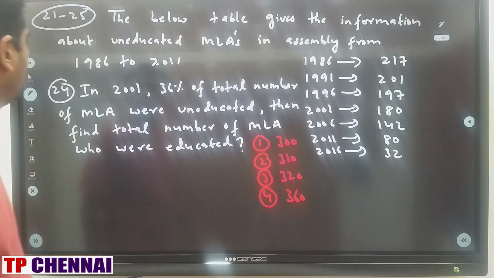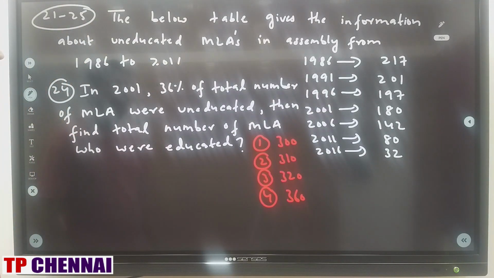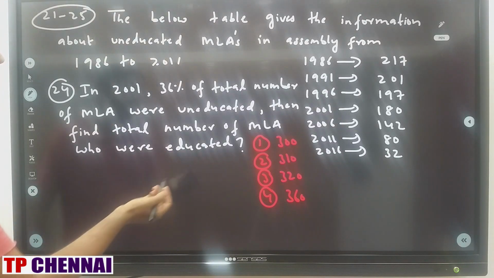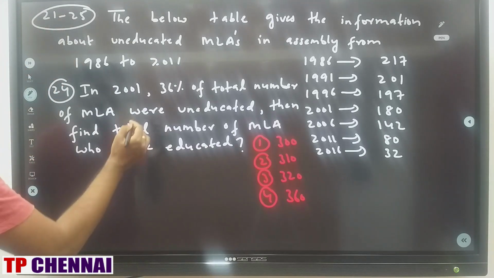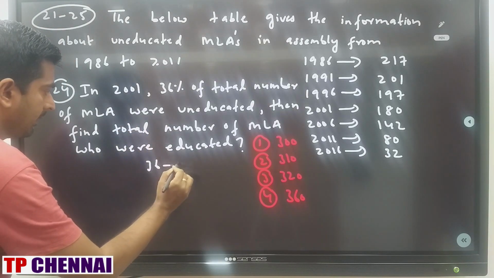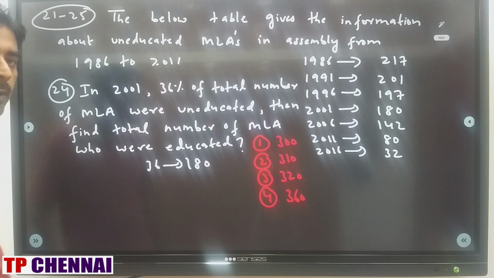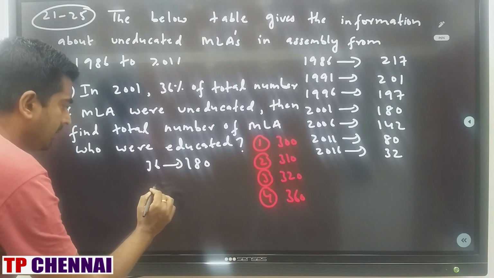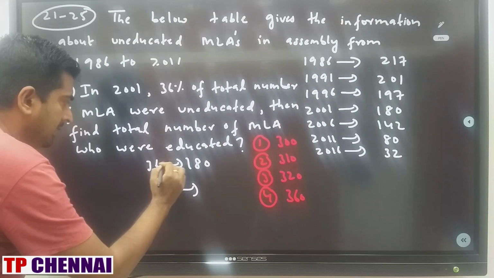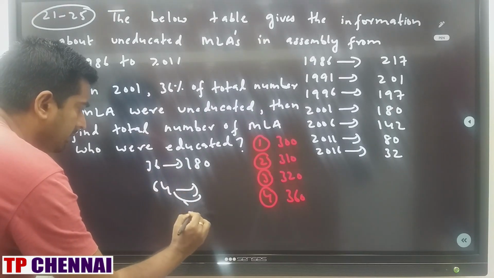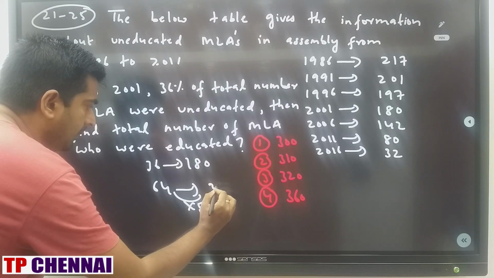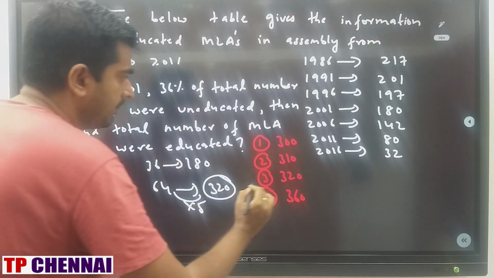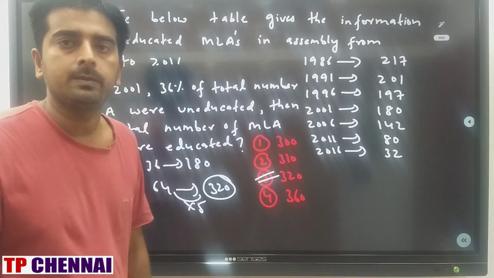So next one, 24th one. In 2001, 36% of total number of MLAs were uneducated. Then find the total number of MLAs who were educated. 2001, what is the value? 180. So 36 part is 180. Out of 100, if 36% were uneducated, so remaining 64 will be educated. This is 5 times. This is also 5 times. What is the answer? 320, which is third option.